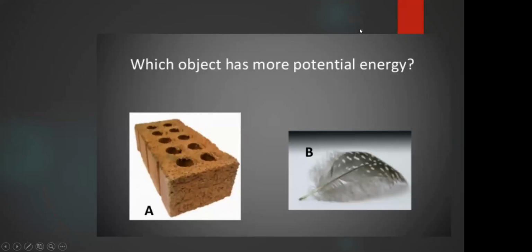Look at these two examples here. Which one has more potential energy? A or B? It's A. Why? Because it has more mass. Yes, exactly. Because it has more mass, so it has more potential energy.